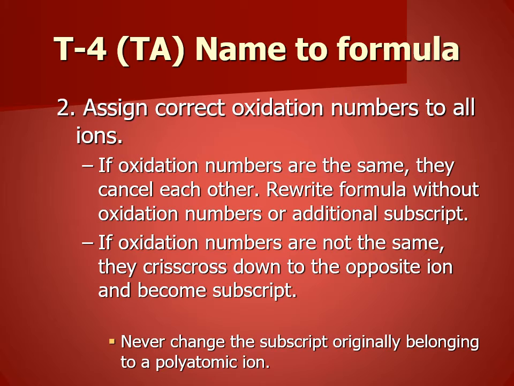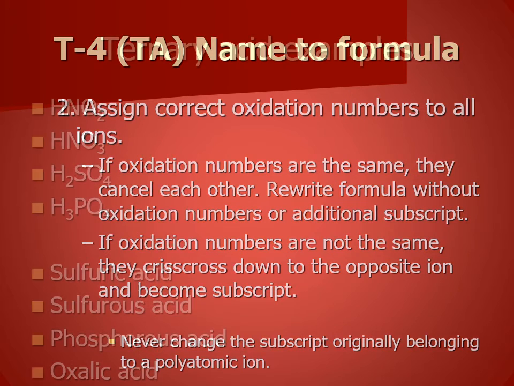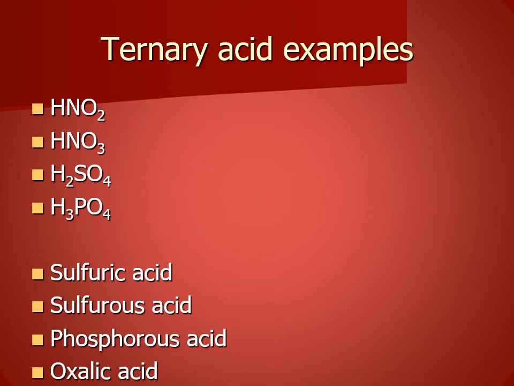Okay, then after you put the hydrogen down and you put the polyatomic ion down, you assign oxidation numbers, and if the oxidation numbers do not match, then you crisscross them. If they match, you cancel them and rewrite the formula. You can't reduce any of these because of the positive one of hydrogen crisscrossing, so nothing will ever actually reduce. Now, never change a polyatomic ion's formula under any case. So just remember that. Never change a polyatomic ion formula anyway. Okay, so let's get right to the examples.